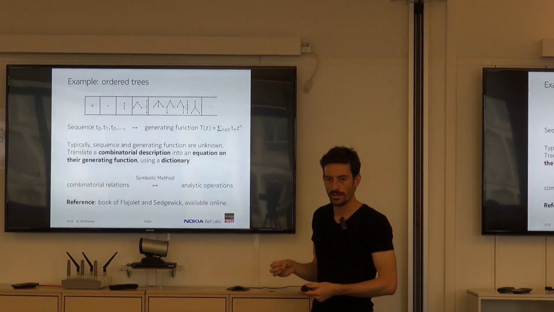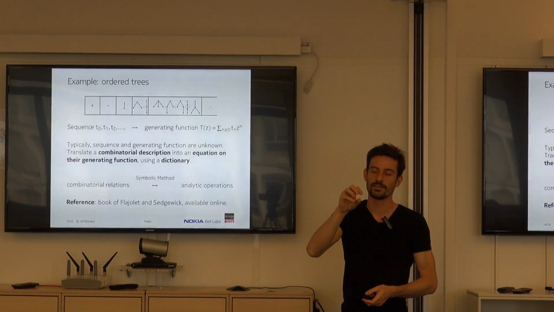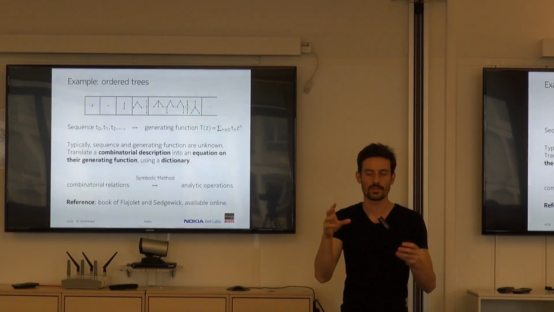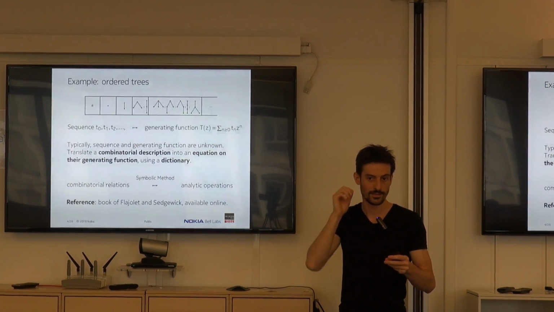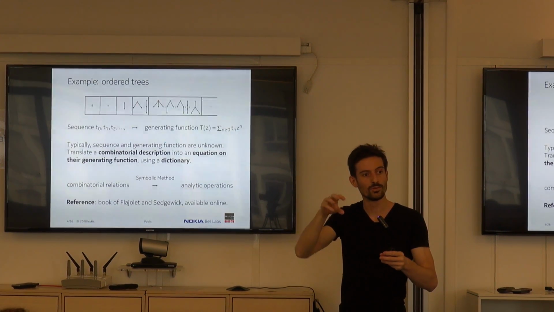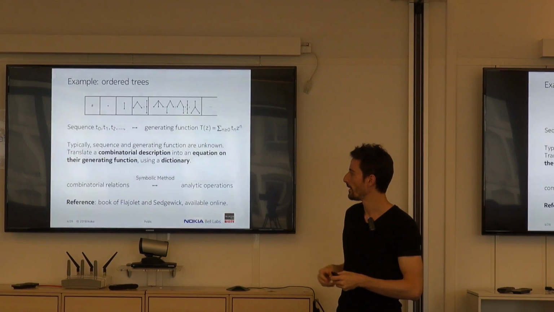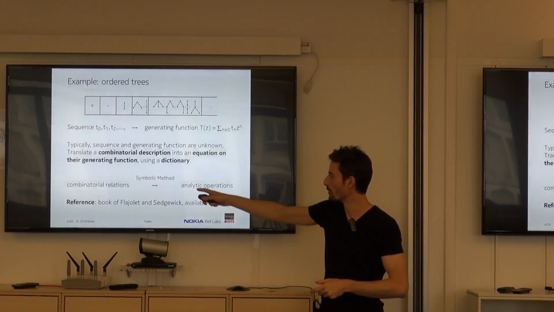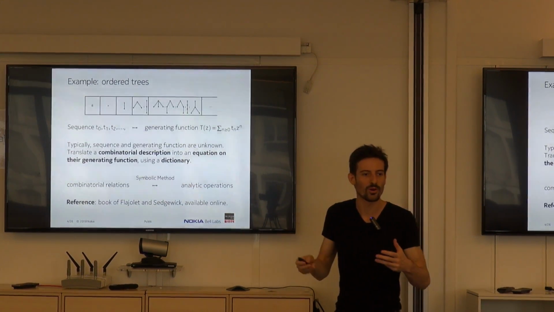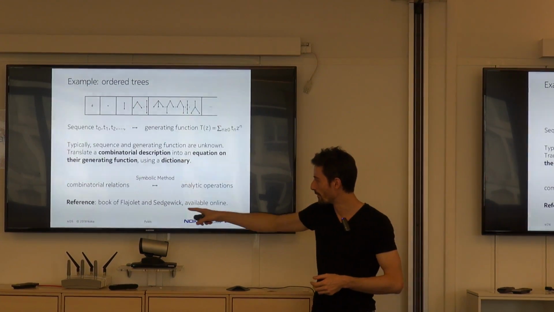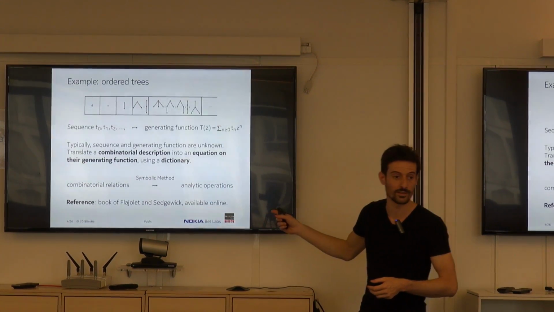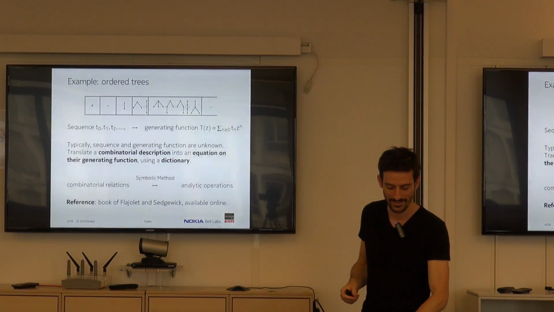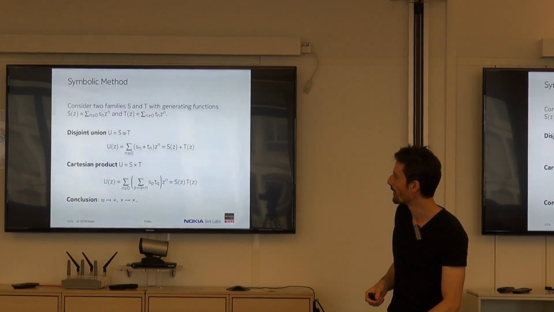And to do this translation, we will simply translate the combinatorial operations that I mentioned one by one into analytic operations. And this is done using what is called the Symbolic Method. And if you want to know more about that, there is an excellent book by Flajolet and Sedgewick available freely online. So you can go learn more there.